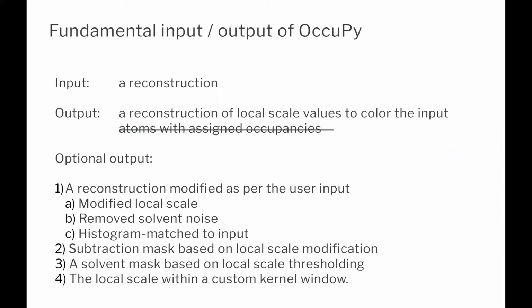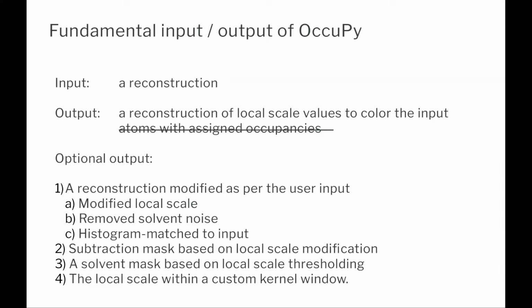Okay, so now to be a bit more pragmatic, the fundamental input-output of Occupy is that you just provide a reconstruction. It does not know what a PDB file is, so it cannot provide you an output file where atoms are labeled by an occupancy. It estimates the compositional heterogeneity of each point in the reconstruction. So what you will get is a new reconstruction output, which basically labels or colors the input. You can use it in many different ways, but fundamentally it is an annotation of your input reconstruction.